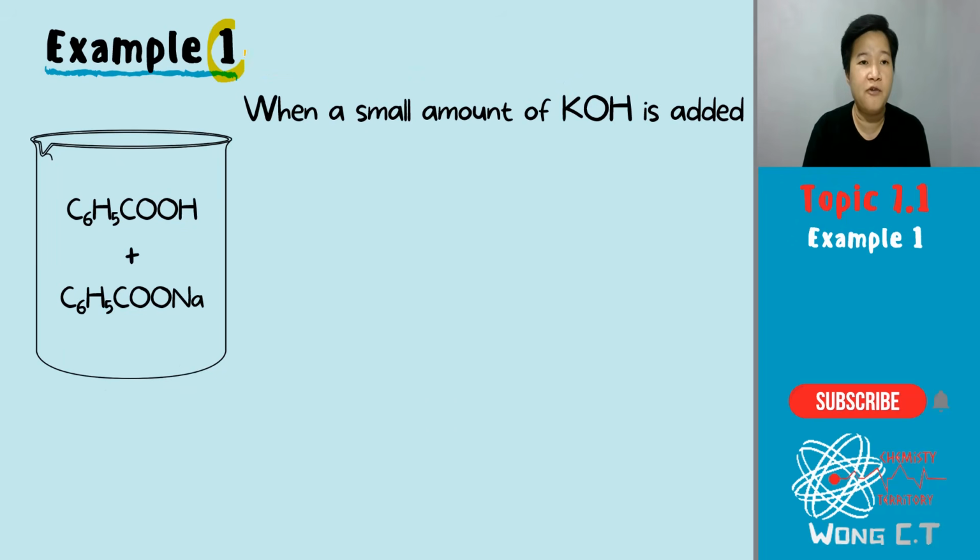So let's try our first example over here. I have a solution and I know that it's a buffer because I have a pair of my conjugate acid base pair.